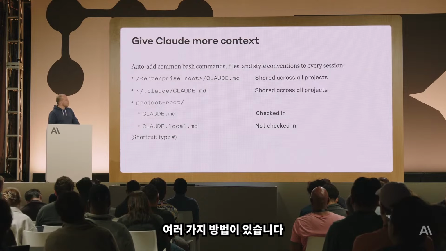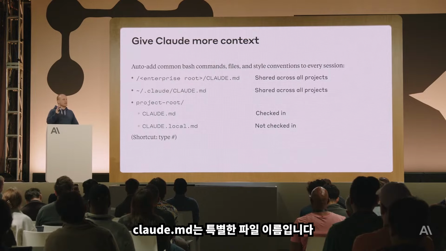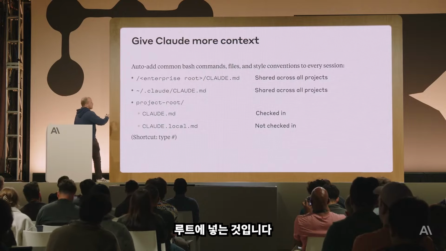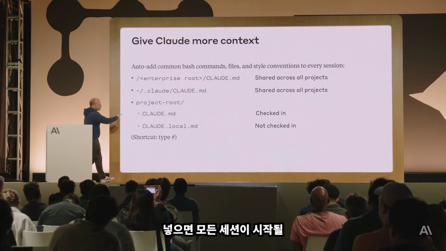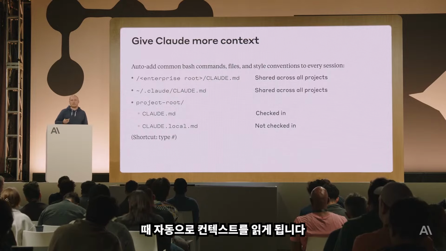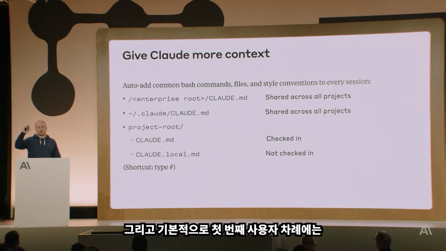There are different ways to do this. The simplest one is what we call CLAUDE.md. CLAUDE.md is the special file name. The simplest place to put it is in the project root, so the same directory you start Claude in, put a CLAUDE.md in there. And that'll get automatically read into context at the start of every session. Essentially, the first user turn will include the CLAUDE.md.